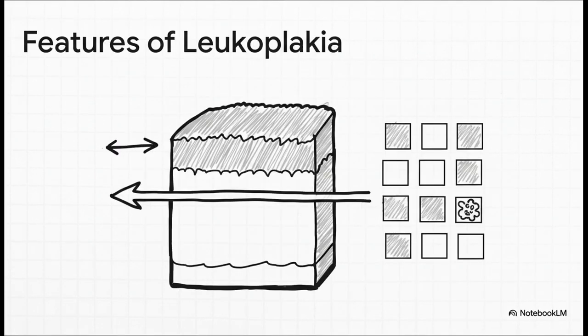So if we zoom in, we can see some specific features. There's often hyperkeratosis, that's just a thickening of that outer keratin layer, and acanthosis, which is a thickening of the whole epithelium. But here is the really critical part. Only about 10% of these cases will actually show dysplasia, those disorganized precancerous cell changes that we're really worried about.